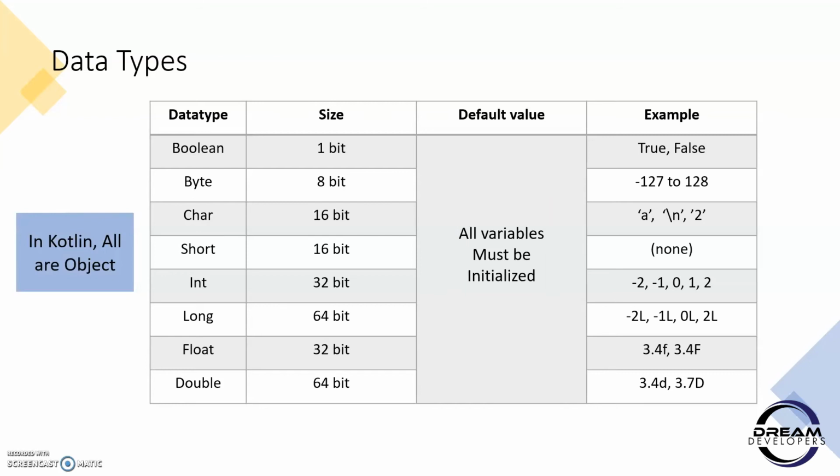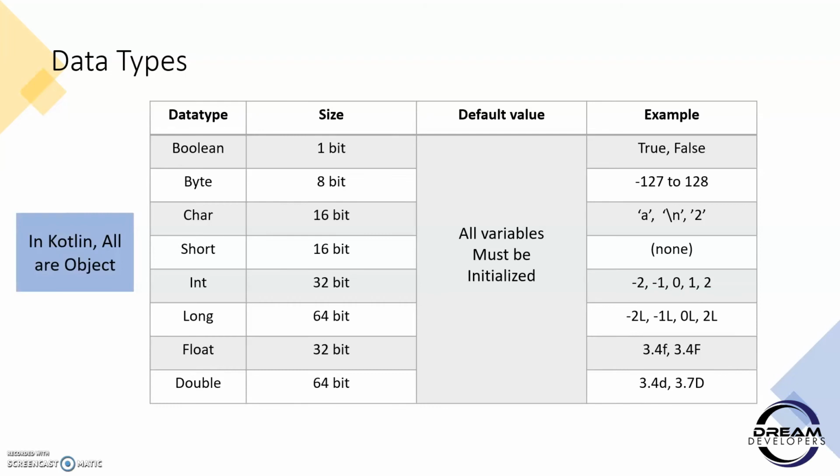Now here you can see examples of these data types. Boolean has a true or false value. These are some character values, and -2, -1, 0, 1, 2 are integer values and so on. Here we can see that after some values there is an alphabet, such as 2L and 3.4F. Why? Because the alphabet is used to tell the compiler that this value is of type Long, Float or Double.